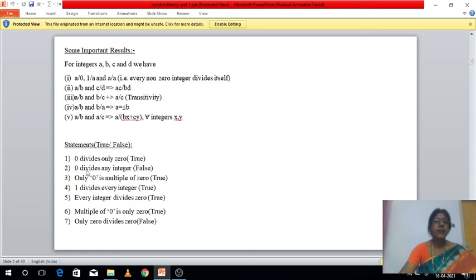Try: 0 divides any integer. Does 0 divide any integer? No. See the second one. Suppose the integer is 4. 4 divided by 0, is it possible? No, that gives infinity. Only 0 divides 0. 0 divides no other integer. So the answer is false.